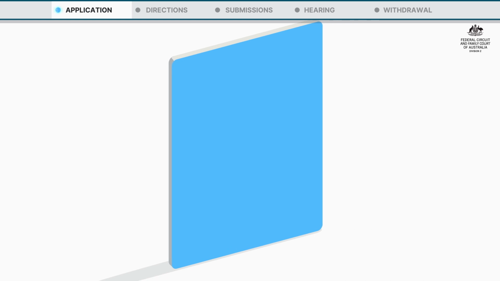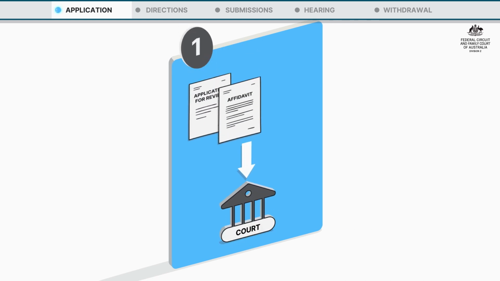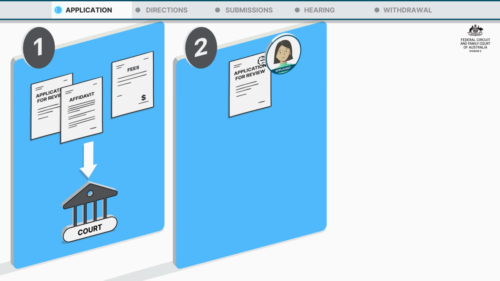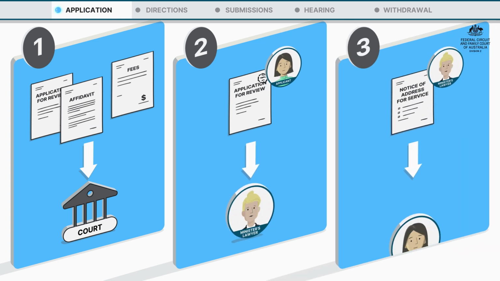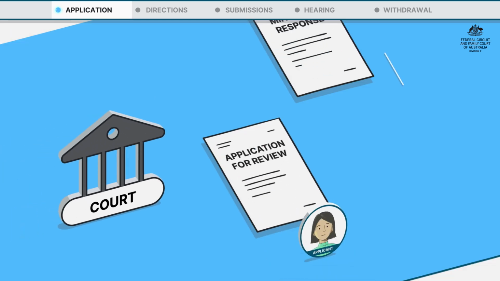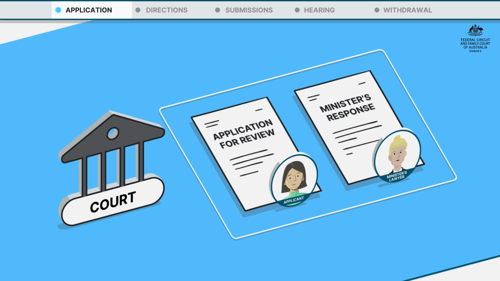Let me see if I've got this right. I have filed my application form, affidavit, and paid my application fees, and my documents have been accepted by the court. I've posted a copy of my stamped documents to the minister, and the minister's lawyer has sent me a notice of address for service. What's next? The court will look at your application for review and the minister's response to your application, and will then make directions for your case.